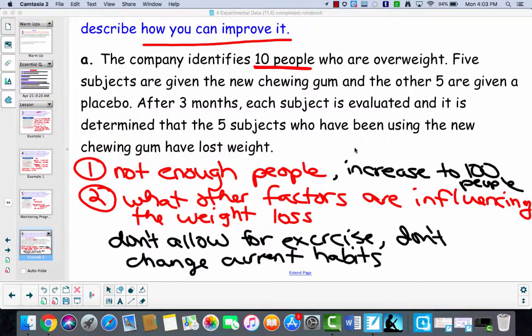Here's some potential problems. 1, 10 people is not enough people to really make a valid study. If we increase it maybe to 100 people, that would help us improve it, and that might give us a better result. We also don't know what other factors might be influencing the weight loss. So for example, don't allow for exercise or don't change your current habits or something so that we know that it's only the gum that is impacting whether or not they lose weight.